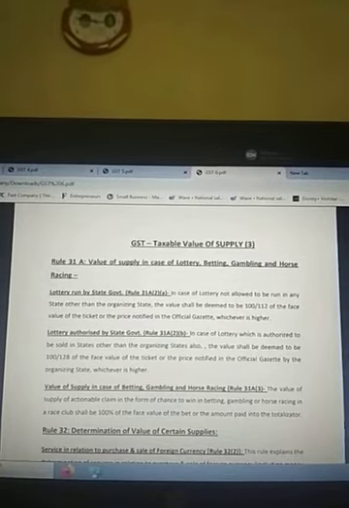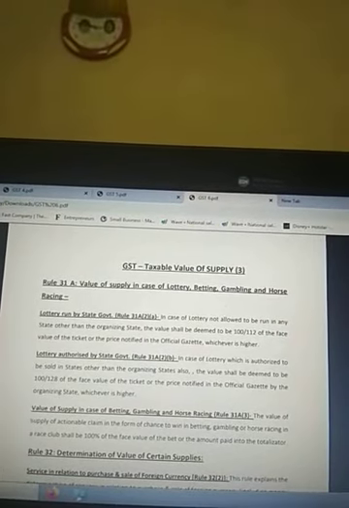So these were the various methods which we can use to find the taxable value of the supply of various goods and services.